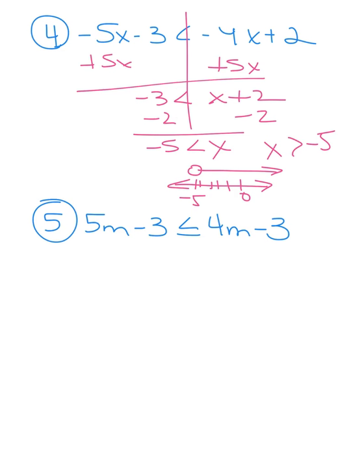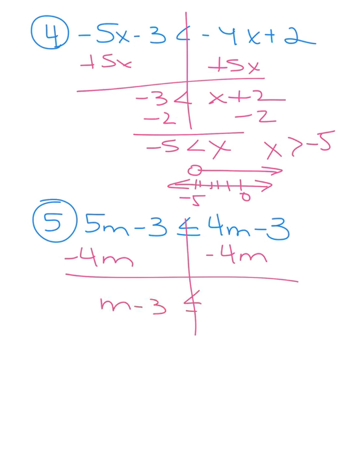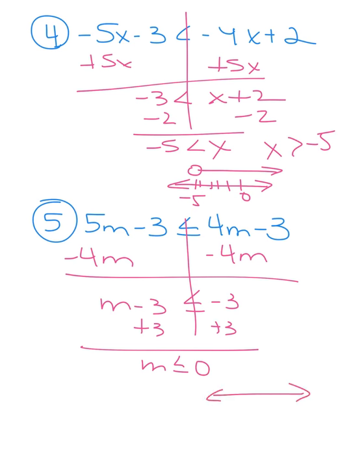In question 5, I have 5m minus 3 is less than or equal to 4m minus 3, so there's my wall. Again, I want my coefficient positive for now, so I have negative 4m to either side, and that gives me m minus 3 is less than or equal to negative 3. Add 3 to both sides, and I have m is less than or equal to 0. Now it's okay to have 0 as a value because 0 is a number on the number line. Doesn't mean you did something wrong. So my inequality is m is less than or equal to 0. So it gives me a closed circle to the left because I'm talking about all values that are less than and equal to 0.